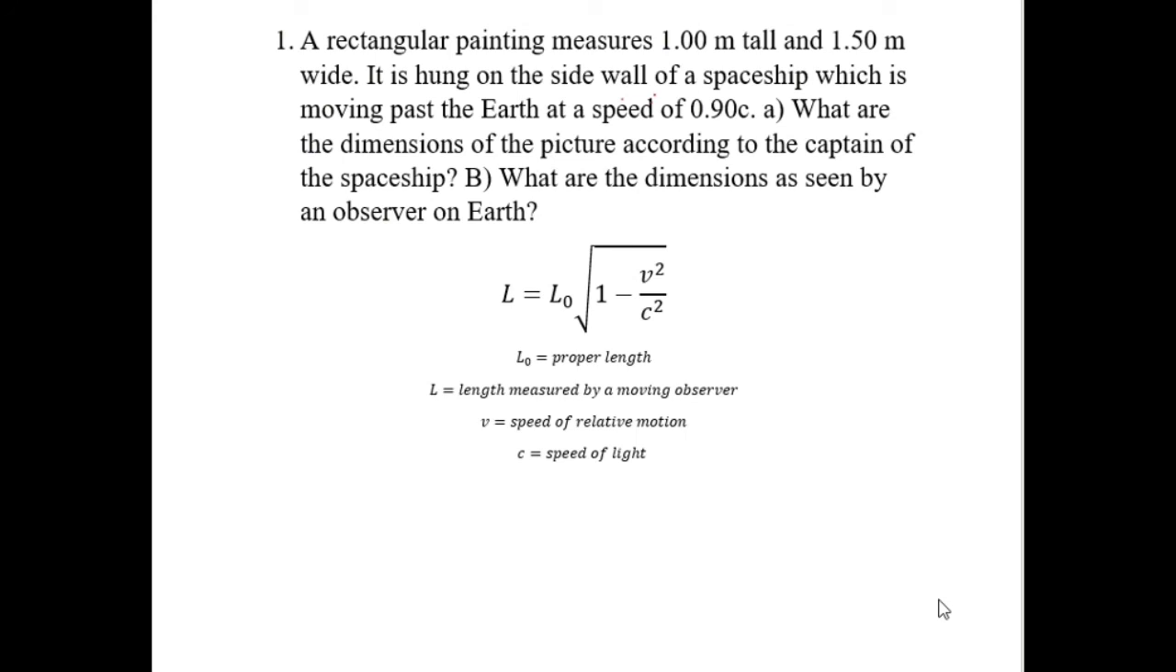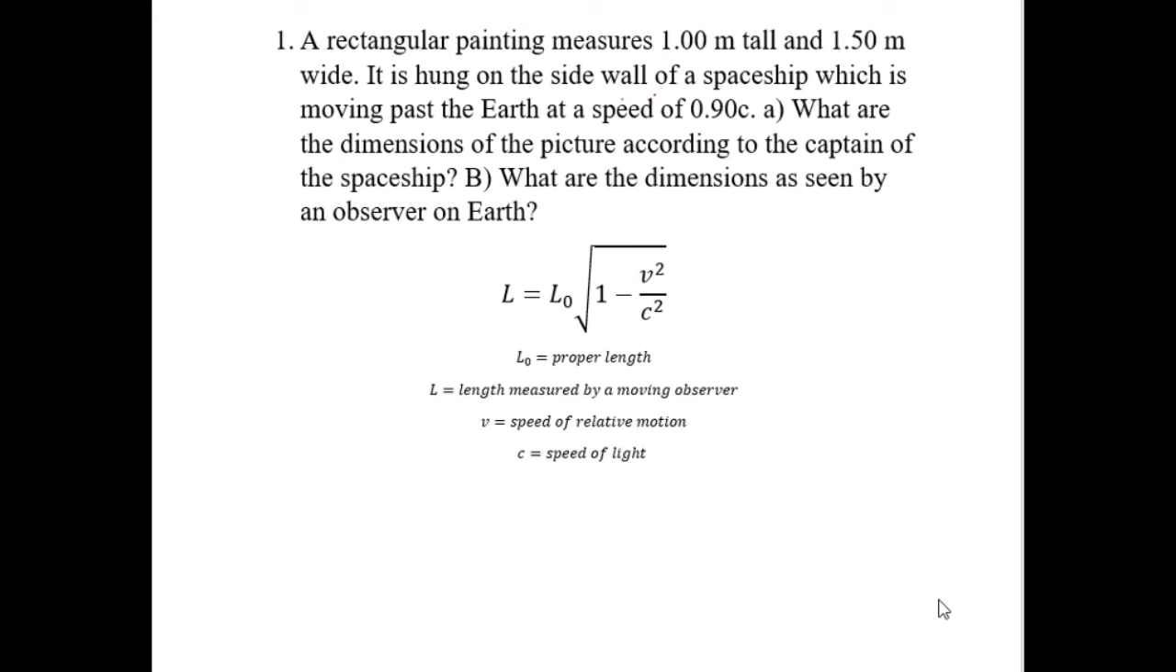So here, since kasama naman niya ngayon yung painting inside the spacecraft, the dimensions given, yan yung proper length. The observer is inside the spacecraft, the same with the painting. We are only going to look for one dimension since it's moving horizontally. So, titignan lang natin yung width, 1.5. According to the observer or the captain in the spaceship, it is still 1.5 meters. So, that's our proper length, L naught. Now, we are looking for what are the dimensions as seen naman by the observer on Earth.